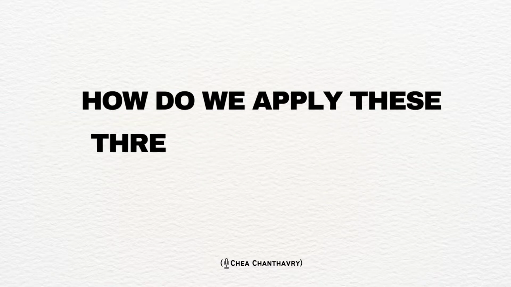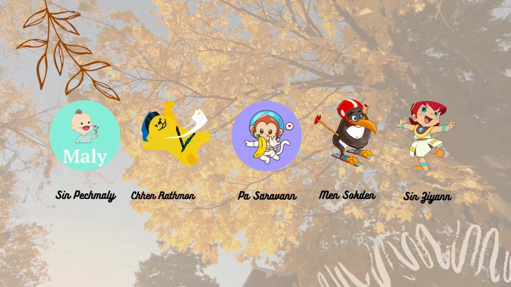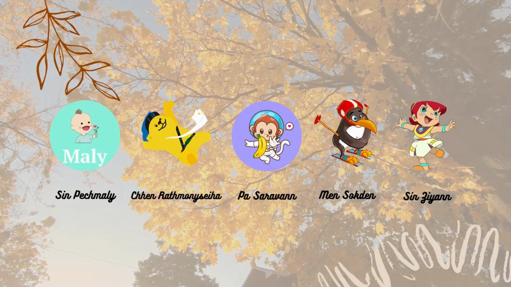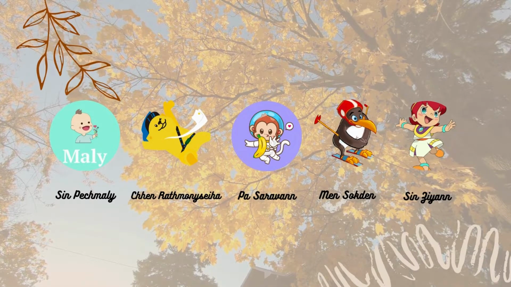How do we apply these three systems to the real world? Mali, Seha, Sarawan, Sokdan, and Siyan will lead you through explanation and calculation of these three types of costing.